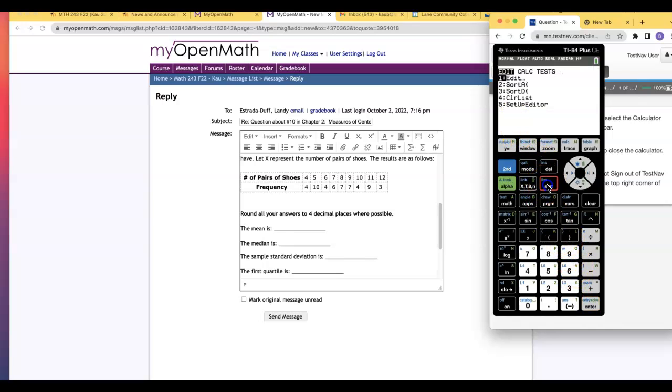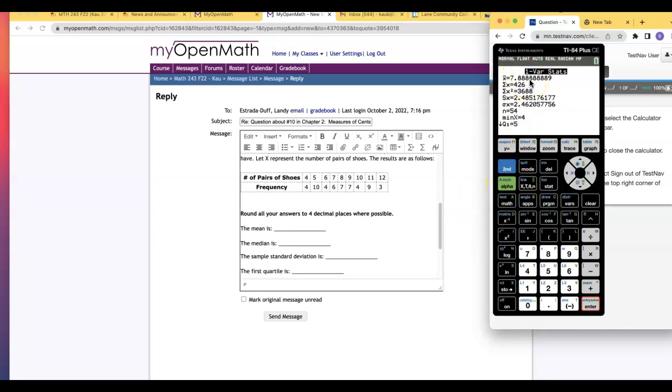We go back to stat. We go over to calculate. We do one variable statistics here. But in the one variable statistics, we say that our list, which was 4 through 12, is in L1, but our frequency is now in L2. So you have to hit second, the number 2, and then we can move down to calculate to get the answer.